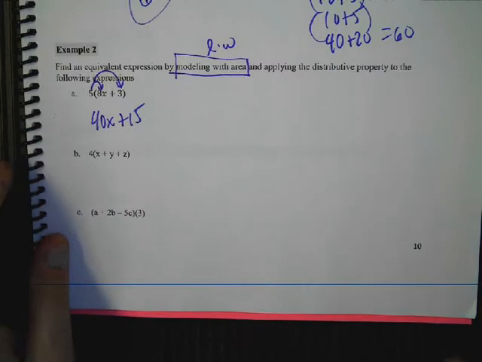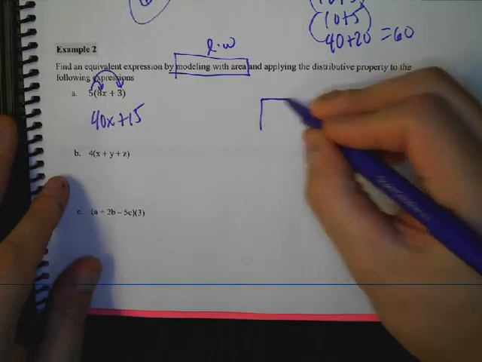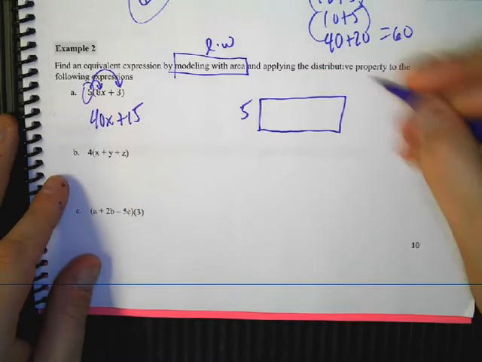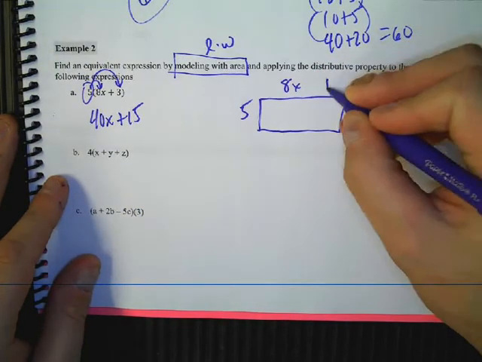You can make a rectangle, okay? And I'm going to take the 5 and I'm going to put it here. And then I'm going to take the 8x plus 3, I'm going to put it here. And what I'm going to do is I'm going to make 2 different boxes.